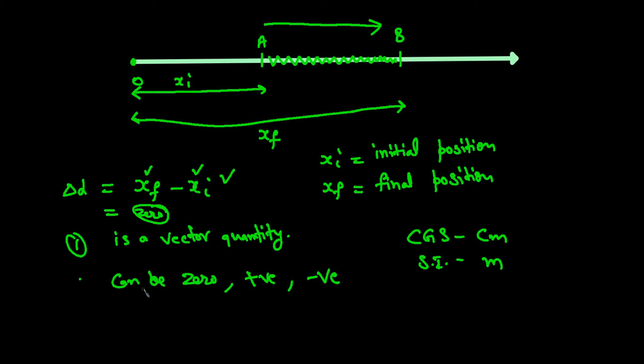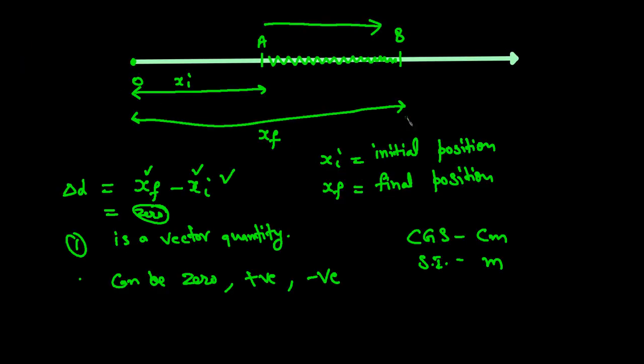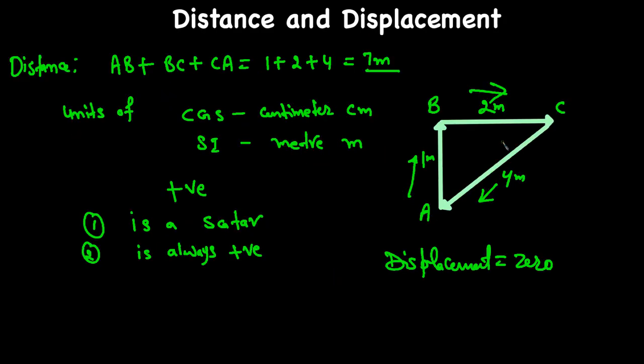Okay, so let's go over examples of when displacement can be positive, negative, or 0. Let's use this example here. In this case, you see xf, this number over here, is greater than xi. So you're subtracting a smaller number from a bigger number. That will obviously give you a positive answer. So displacement is positive. And the 0 example we already saw: when the initial and final point are the same, displacement is 0.